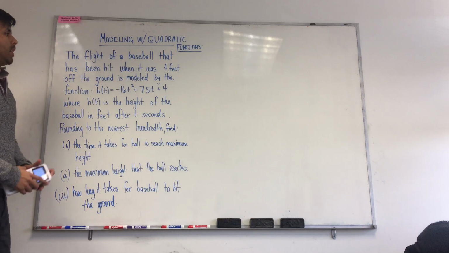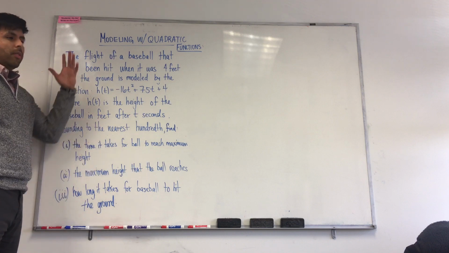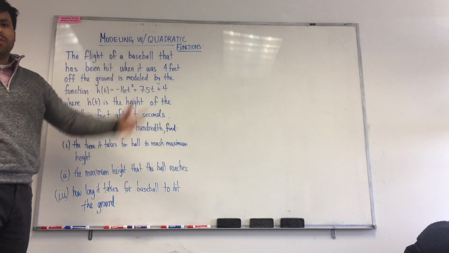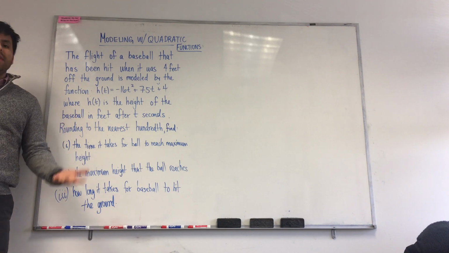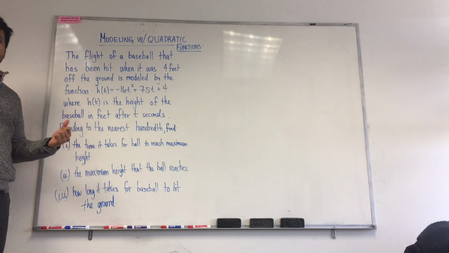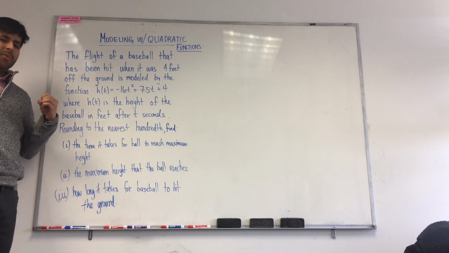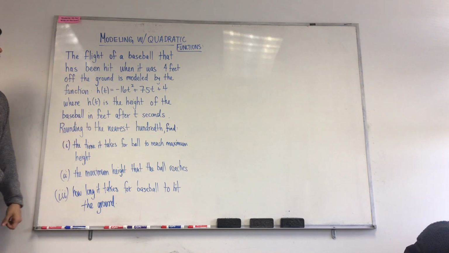Here we have a problem that utilizes modeling. That's a modeling question utilizing quadratic functions. So the first thing we always want to do when we have a word problem such as this is, of course, obviously, to read. To read it, not just to read it, but to understand. And that's probably the more difficult part, is understanding what we're reading.